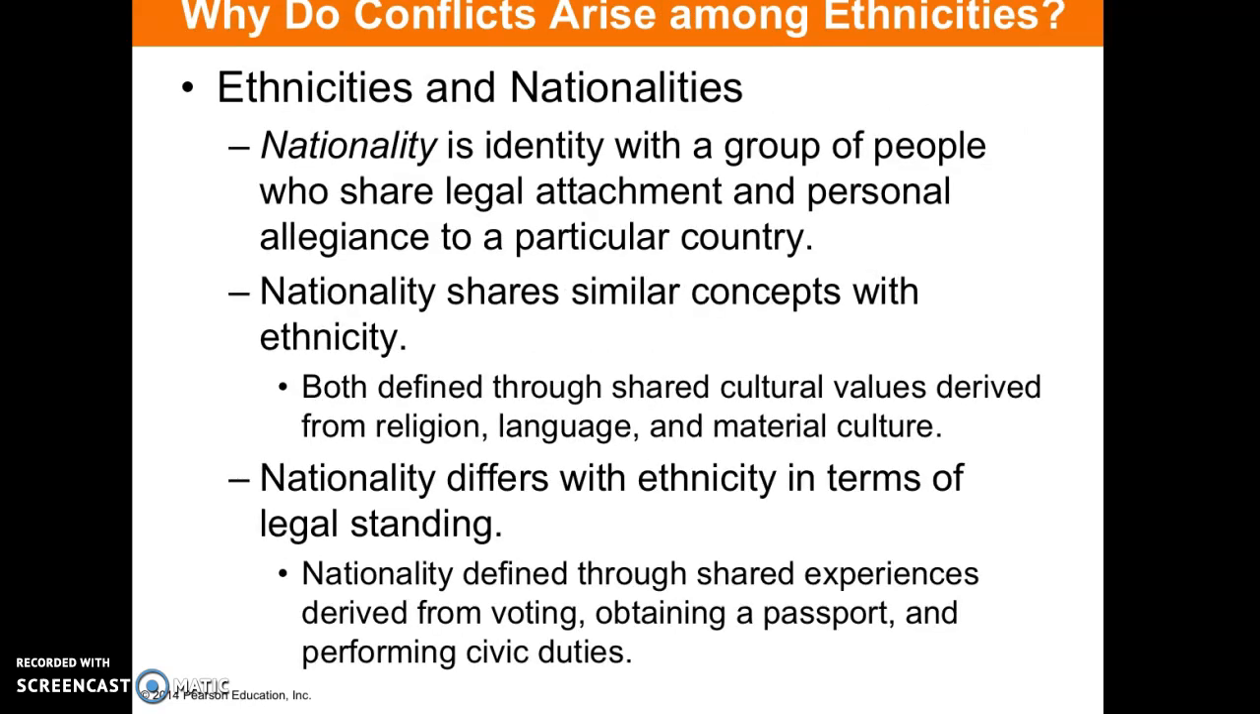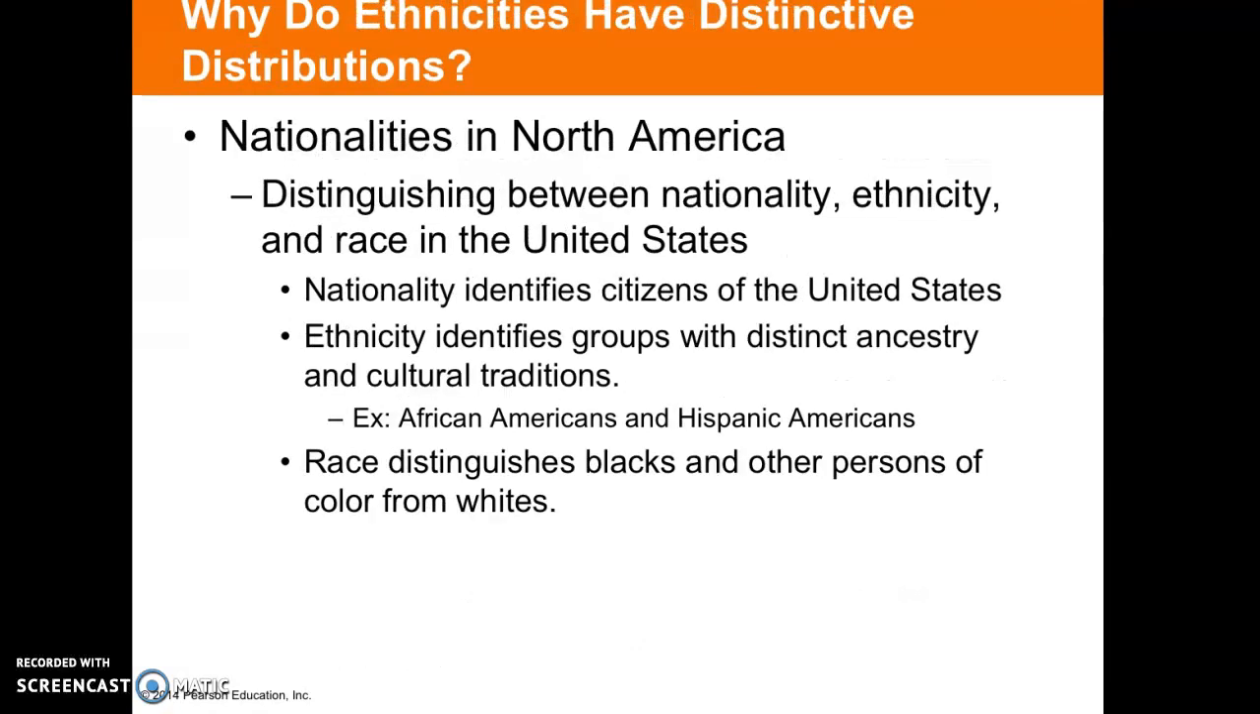So nationality is an identity with a group of people who share a legal attachment and a personal allegiance to a particular country. So nationality is very similar to ethnicity. Both nationalities and ethnicities are going to share cultural values, and these values come from things like religion, language, and material culture. But nationality is different from ethnicity in its terms of legal standing. So nationality is defined through shared experiences from voting, obtaining a passport, and performing civic duties. Within the United States, we have some nationalities.